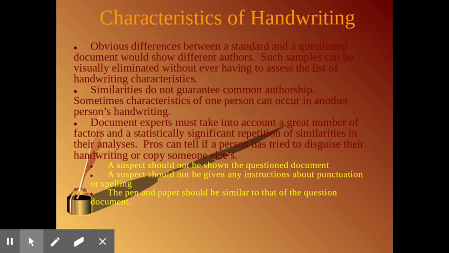Document experts must take into account a great number of factors and a statistically significant repetition of similarities in their analysis. So pros can tell if a person has tried to disguise their handwriting or copy someone else's. Suspects should not be shown the question document, and they should not be given any instructions about punctuation or spelling. Just, hey, write this. The pen and paper should be similar to that of the question document.